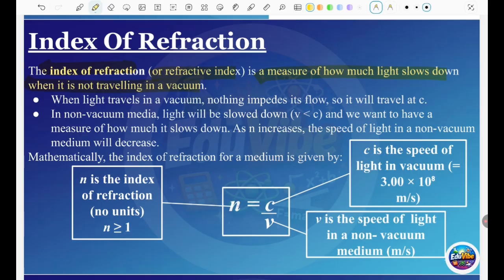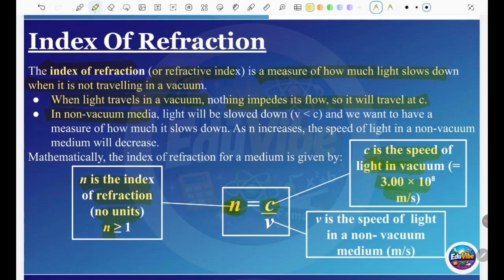And it is always denoted by n, small n. When light travels in a vacuum, it travels at c. C means the speed of light in vacuum. So we take c, which is the speed of light in vacuum, which has this value, and n has no units. n is greater than or equal to 1, and this is the index of refraction.